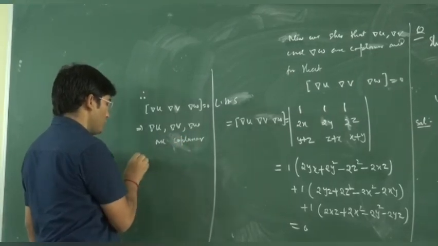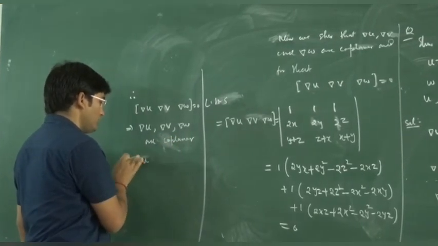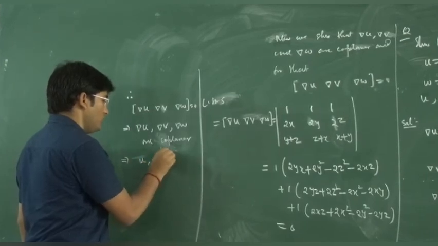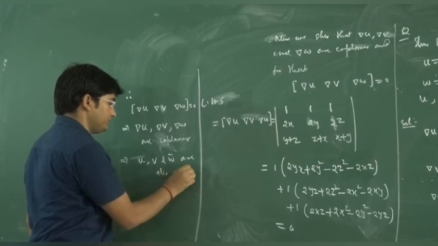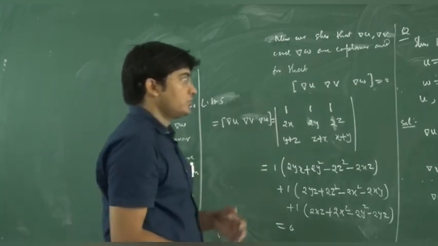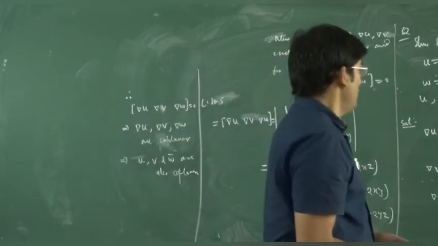And if these three vectors are coplanar, that means u, v and w are also coplanar. So u, v and w are coplanar.